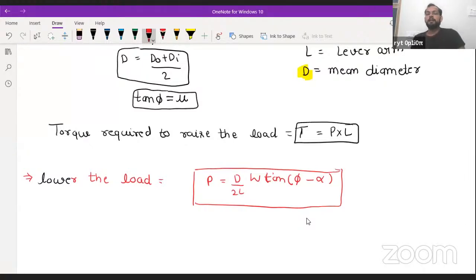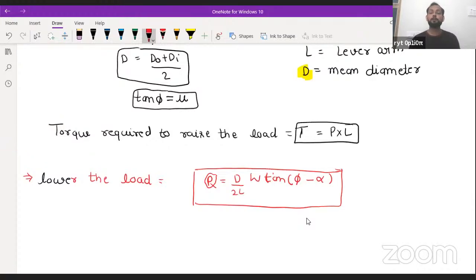Now, this is all about lowering the load. Here you will get to know what a self-locking screw is. As you know, this amount of torque is required when you want to lower the load. So that means if a screw jack is lifting a load.